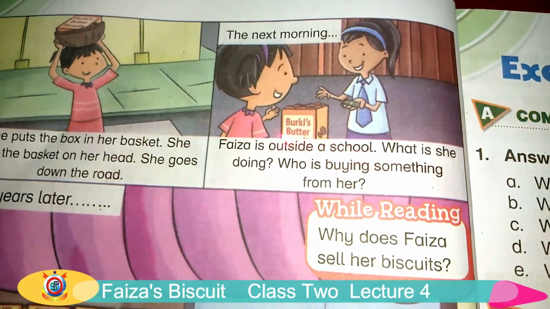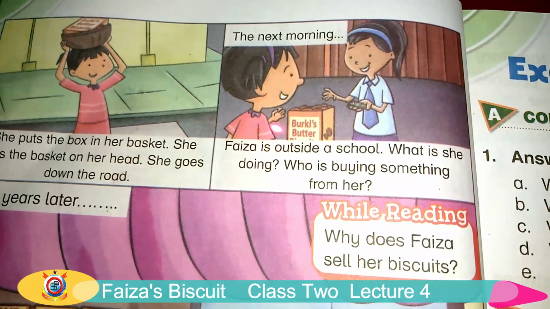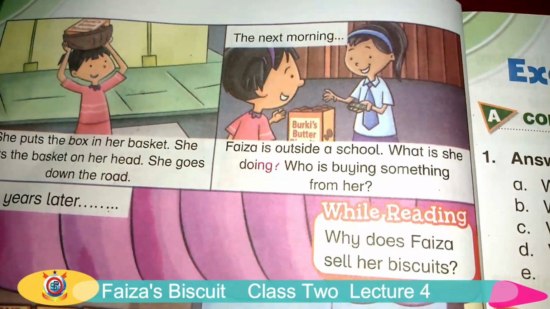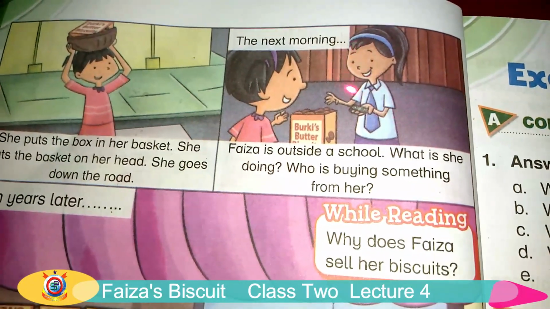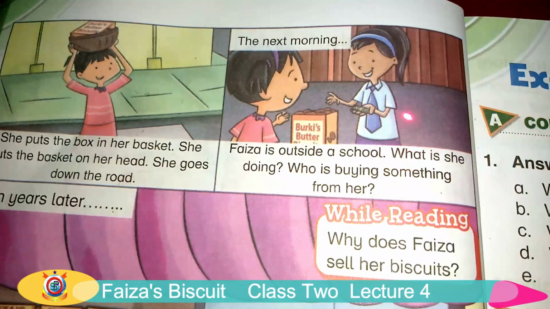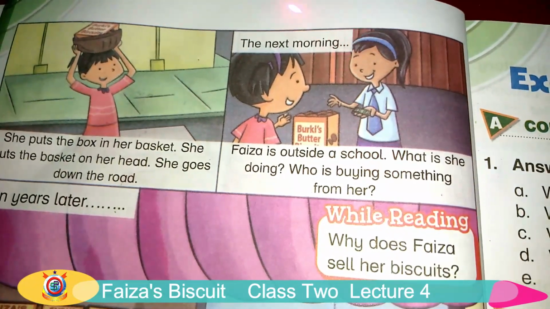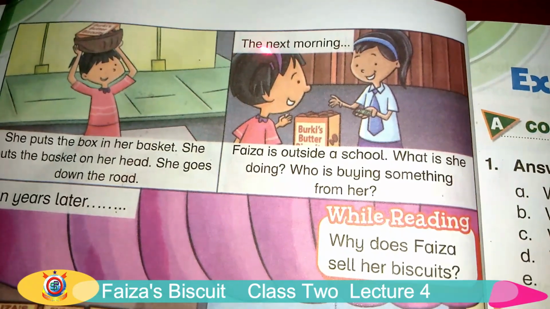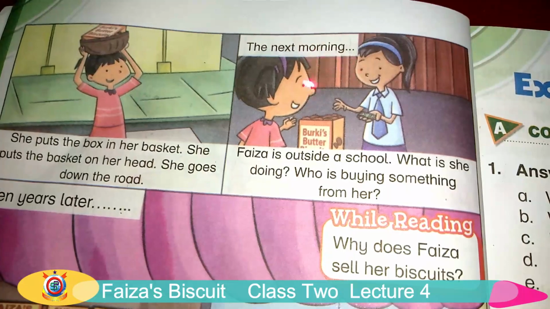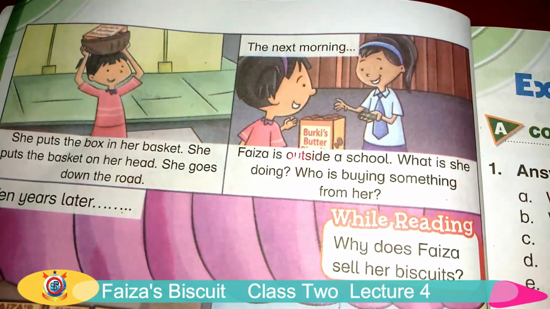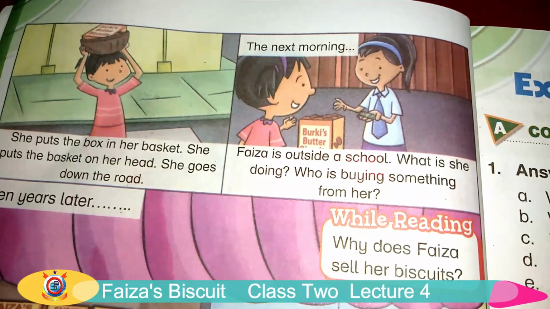Now we can see in the other picture, who is this? This is Faiza. And there is a school going girl, a school student. Now they are telling you what happens the next morning, the upcoming morning. Faiza is outside a restaurant.